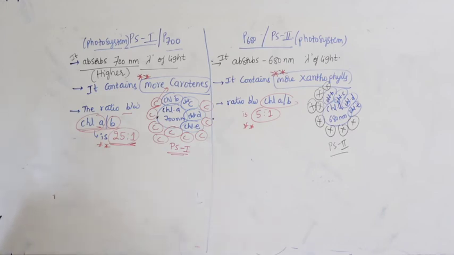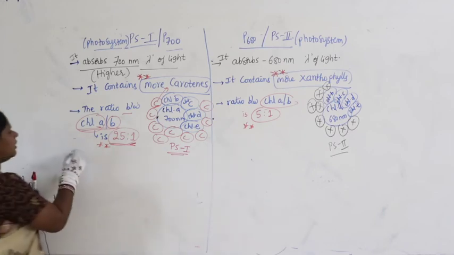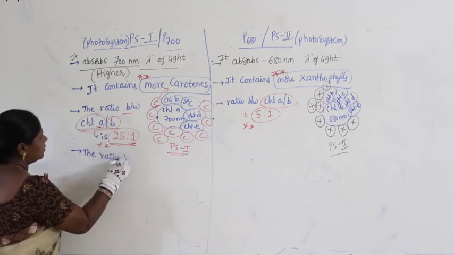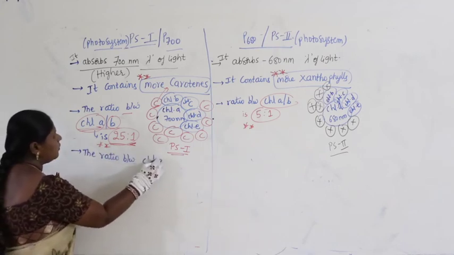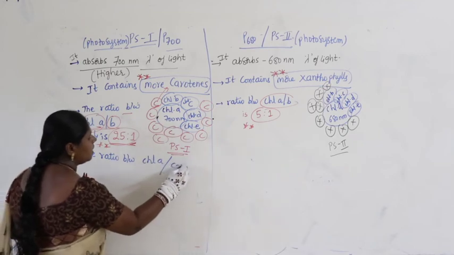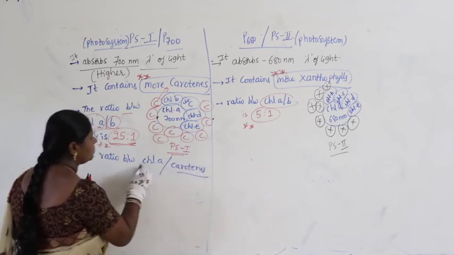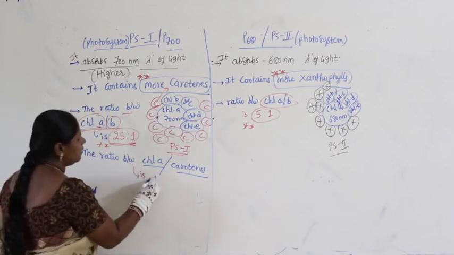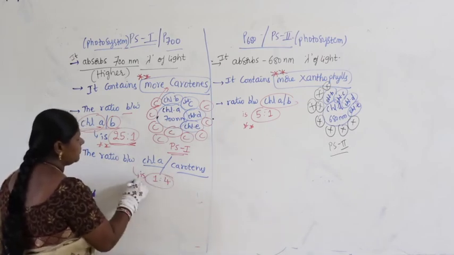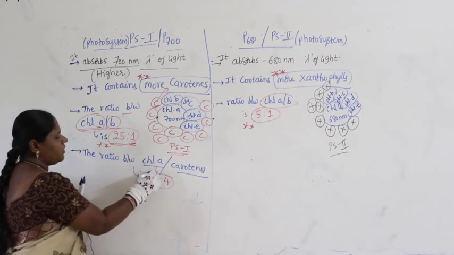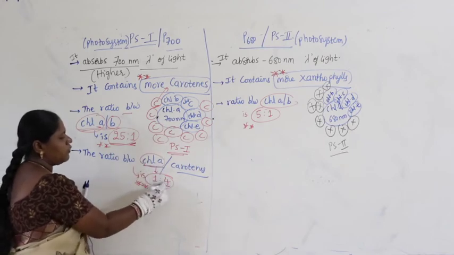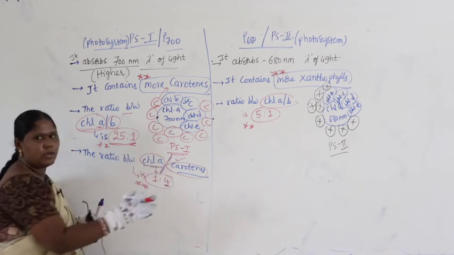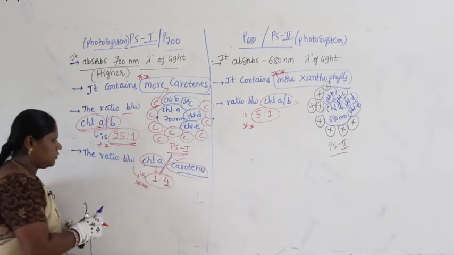Apart from this, now coming to the ratio between chlorophyll A and carotenes, here it is 1:4. For every one chlorophyll molecule there are 4 carotenes. The ratio between chlorophyll A and carotenes is 1:4.